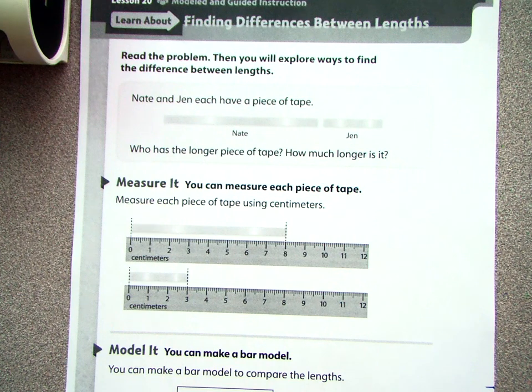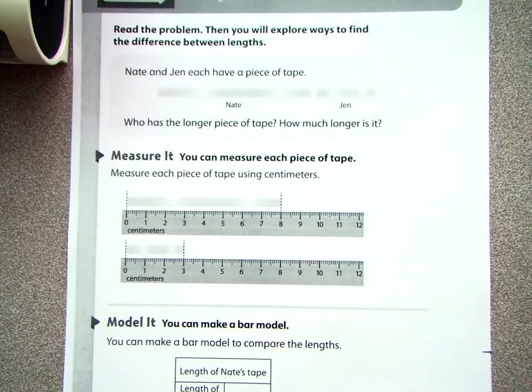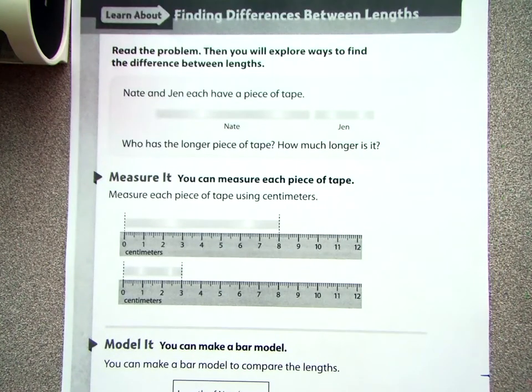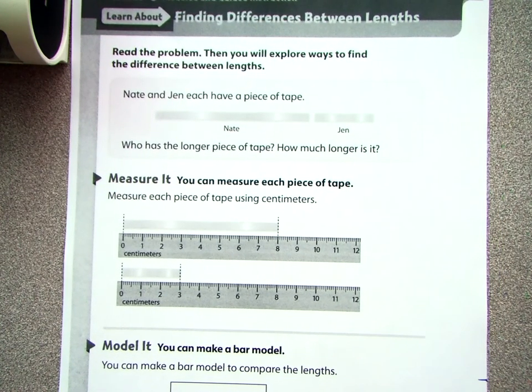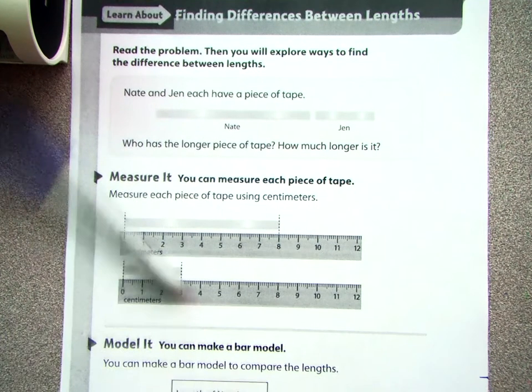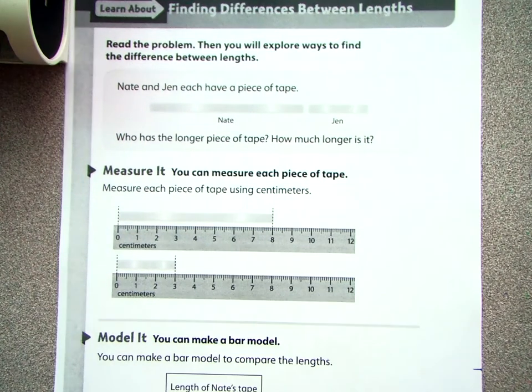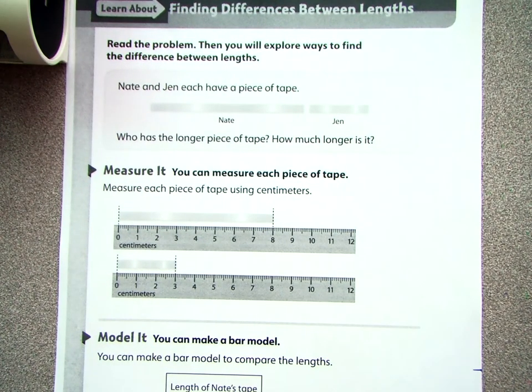It's Tuesday, time for day 2 of lesson 20. We should be in our instruction book on pages 184 and 185. 184 should look like this page right here in front of me. Yours will be in color though. Okay? It says learn about finding the differences between lengths. We did this yesterday with the fork and with the spoon. Okay, it says read the problem, then you will explore ways to find the difference between the lengths.